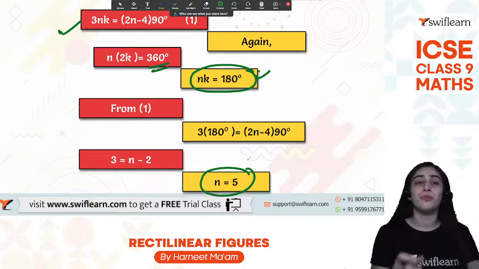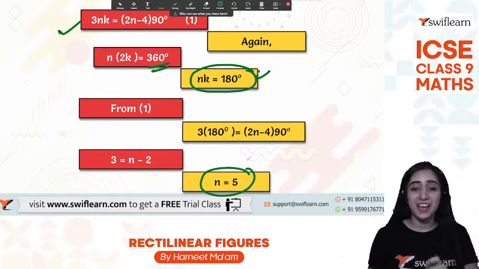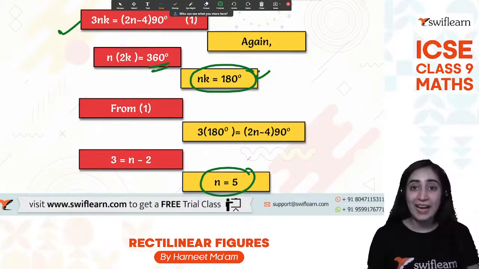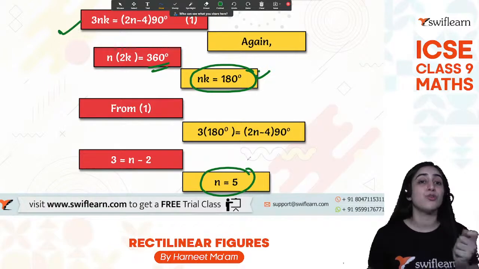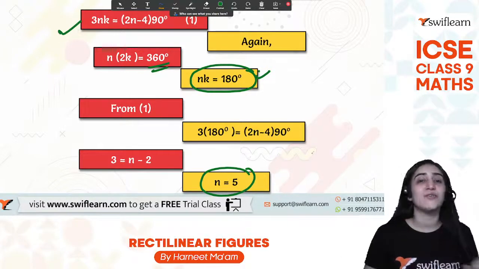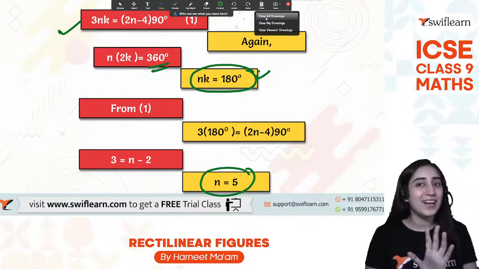So a figure with 5 sides, what do we call it? Pentagon. Very good. So that's why it's a pentagon whose interior and exterior angles are in the ratio 2:3. This is how we will be able to solve the questions in a fraction of seconds by just knowing the formula. I hope it's clear, guys.